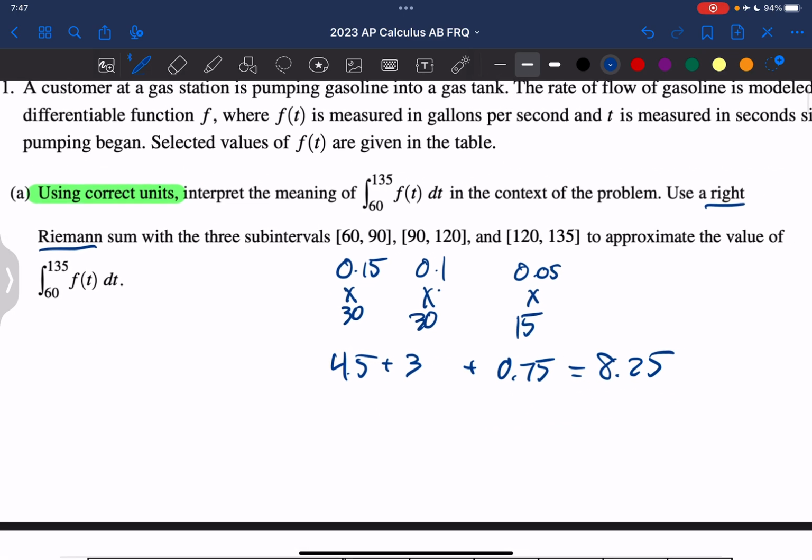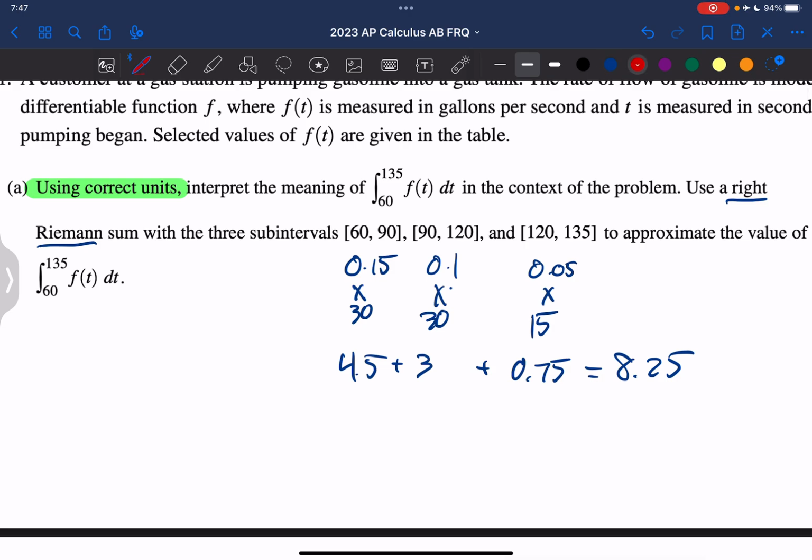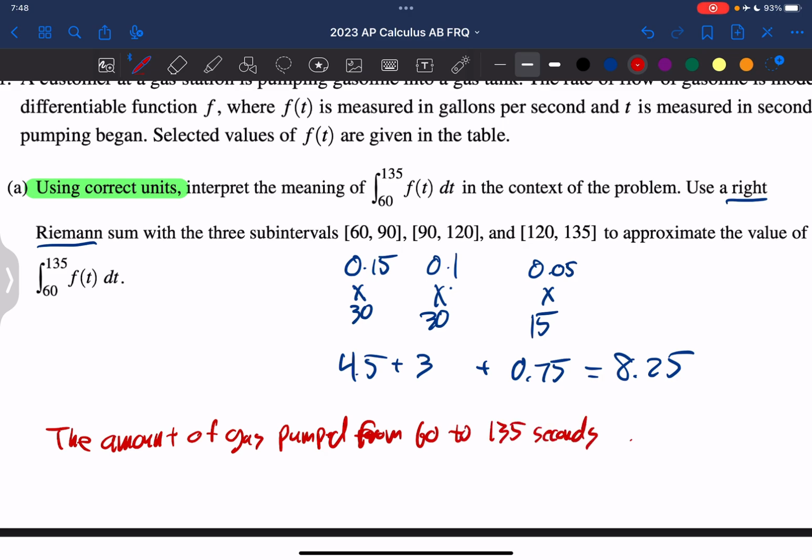And so this represents the overall change. And so this represents the amount of gas pumped from 60 to 135 seconds is 8.25 gallons. And remember, it says to use units, and there it is. So I've remembered to include my unit.